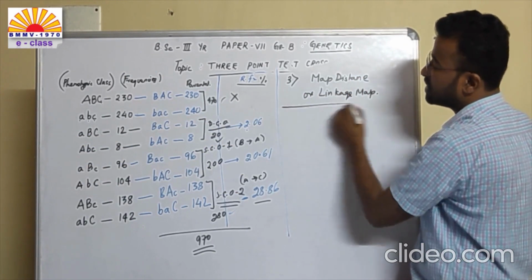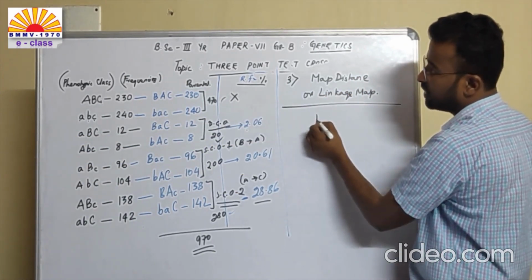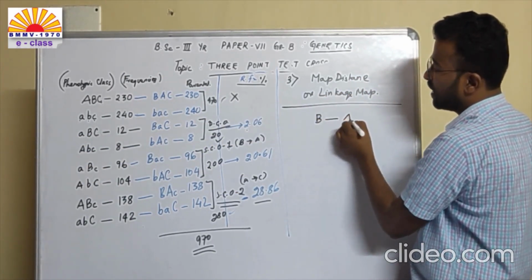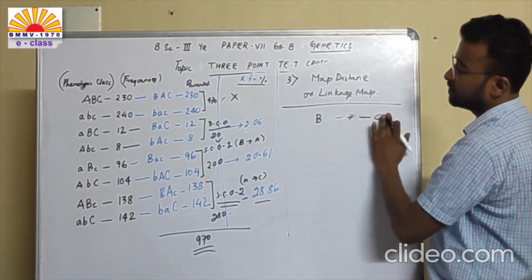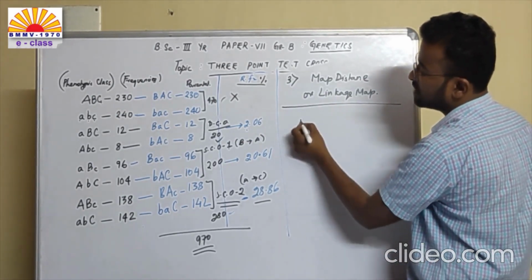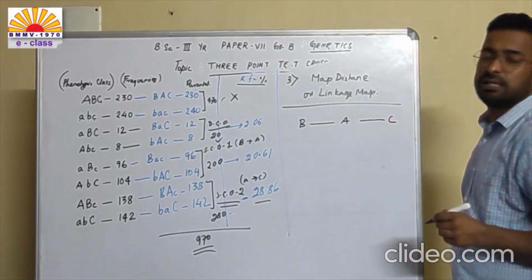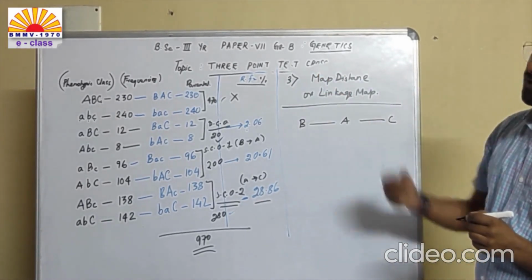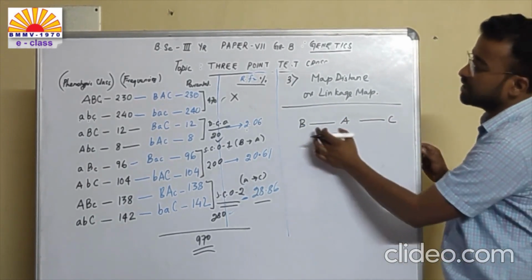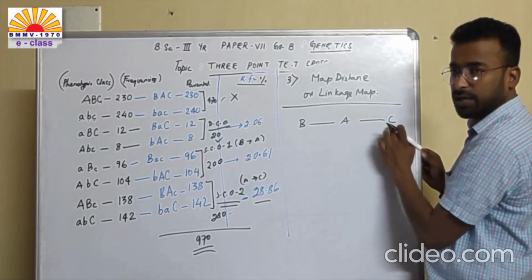Now we know the gene order. Gene order is B to A to C. Let us write it like this: B to A to C. This is the correct gene order that we have. Now we have to find the distance between B to A and A to C.